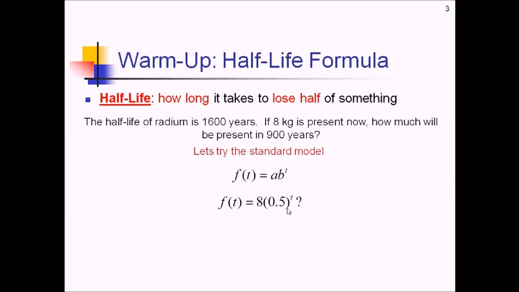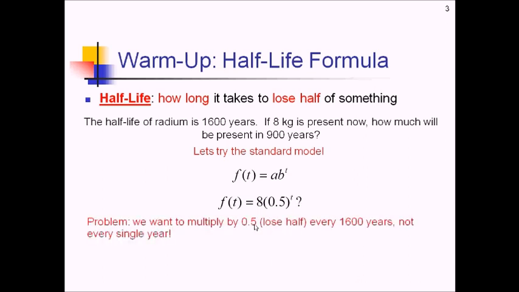Now, is there something wrong with this? Well, let's test something out. If we plug 900 in for t, we're going to be multiplying by 1/2 900 times. But we don't want to multiply by half even once before we get to 1600. So clearly this is an issue. We want to multiply by 0.5 every 1600 years, not every single year.